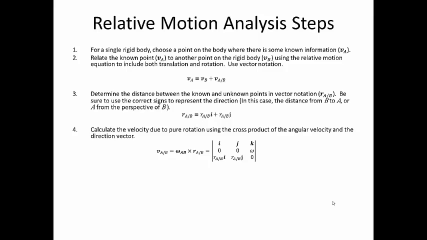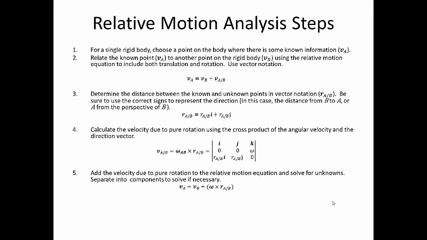In this case, we'll have a matrix of i, j, k, 0, 0, omega, and the radius of A from the perspective of B in the i direction, radius of A from the perspective of B in the j direction, and 0. And then we would solve that cross product. Once we have our cross product, we add the velocity due to pure rotation to the relative motion equation and solve for the unknowns. And we would separate that into components to solve this problem if necessary. Once we have all of our unknowns determined, we can use the calculated information to move to the next connected member and repeat the process until we move through all the parts of the simple machine.